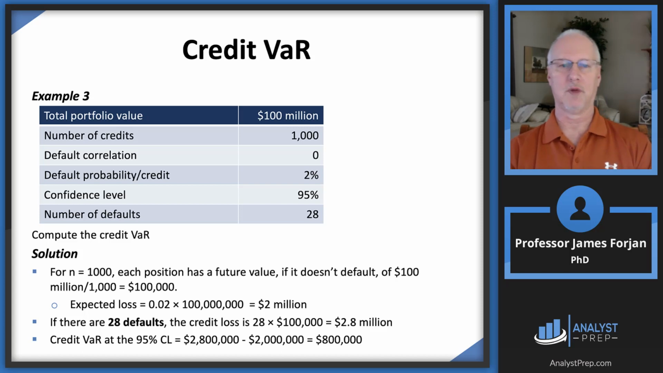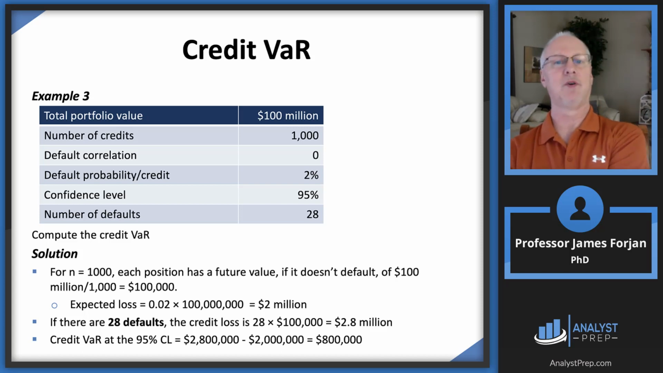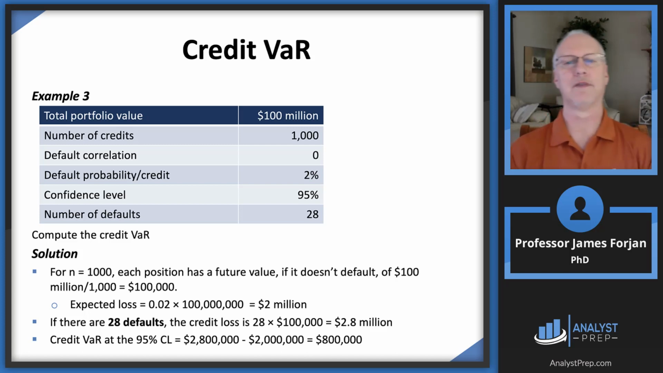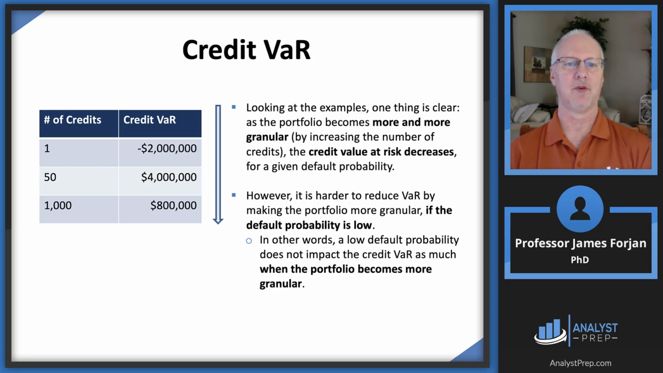So we started with 1, then we went to 50, and then we could have gone to 100 or 500. Now we're up to 1,000. I guess we could go to 2,000 or 5,000. So here's a little summary table. As we increase the number of credits, what happens to the credit value at risk? One thing is pretty clear. As the portfolio becomes more and more granular, the credit value at risk decreases for a given default probability.